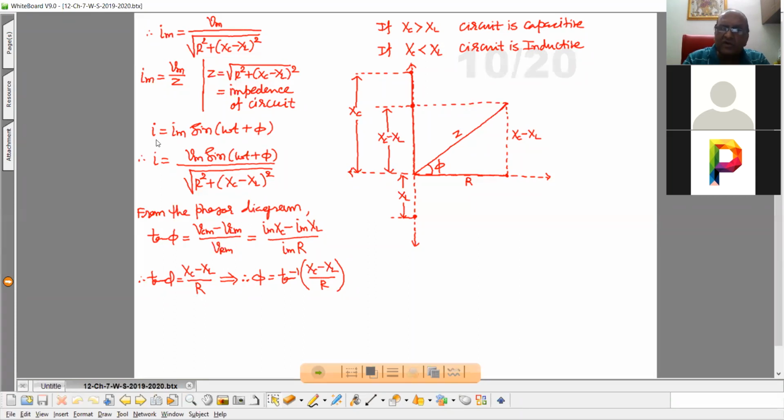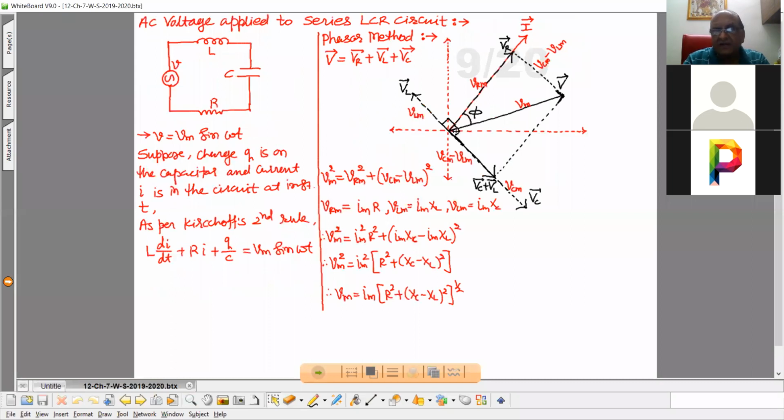Now we have the equation for current I, that is Im sin omega t plus phi. Im substitute karo here. So Vm sin omega t plus phi upon under root R square plus XC minus XL whole square. Clear? Now phi that we have to find. What is the phase difference here? So see. Now this is the current. This is the resultant voltage. And now suppose the angle between phasors of current and resultant voltage, that is phi.